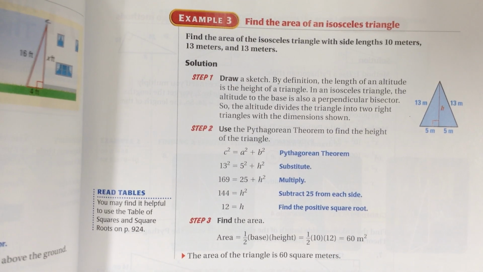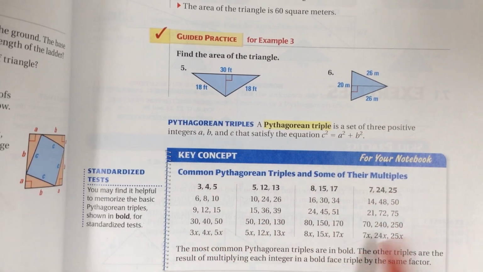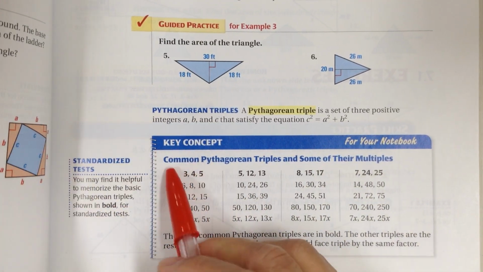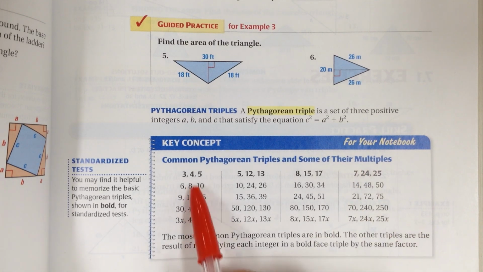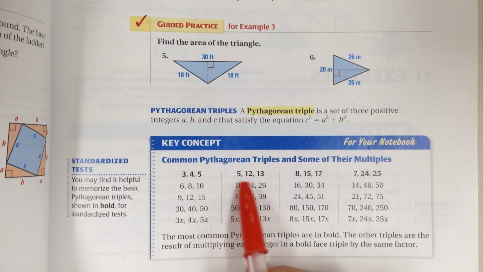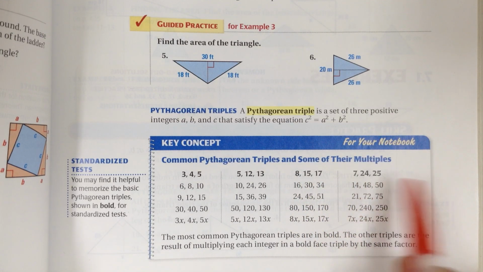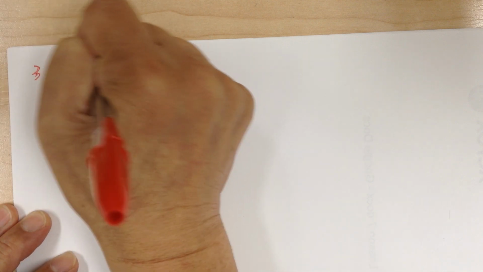Now next, here's the most important concept that you really need to know by heart: the common Pythagorean triples and some of their multiples. Notice you've got 3, 4, 5; 5, 12, 13; 8, 15, 17; 7, 24, 25. So let's go over that. Let's look at the 3, 4, 5.